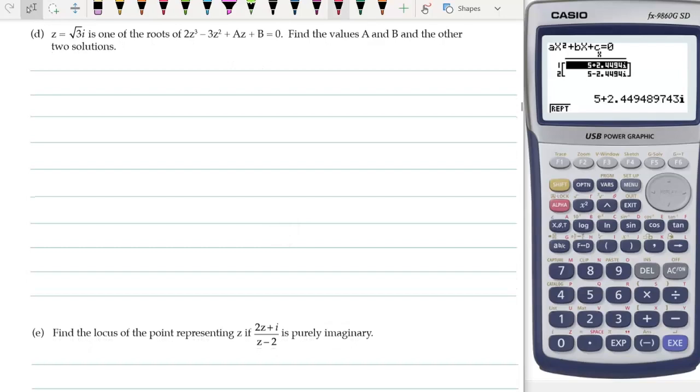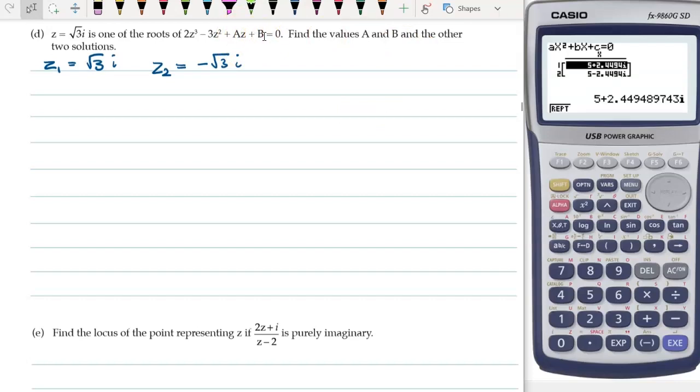All right, now on part D, if you are told one root and it's a complex number, then our first root is root 3i. Let's just separate that i a little bit. Our second root will always be the conjugate of that complex number. So that means take the imaginary part and make it negative. So that will be negative root 3i. Now we need to work out the a and the b portion in here.